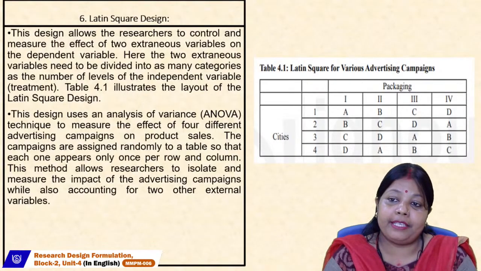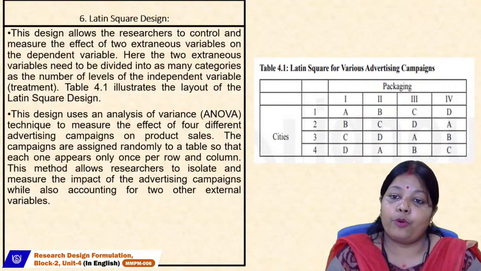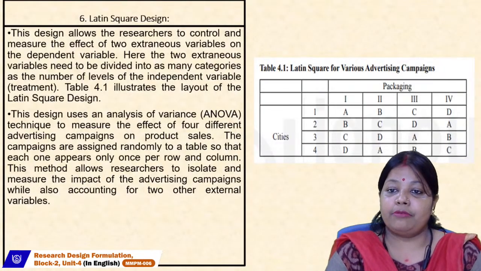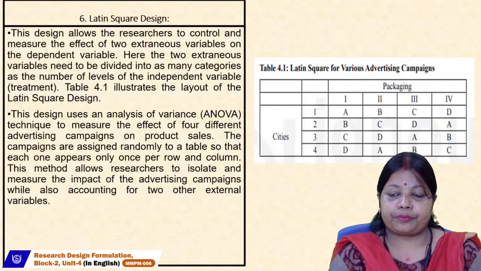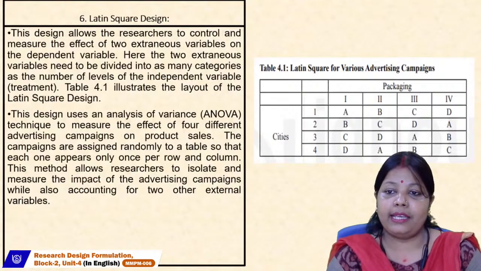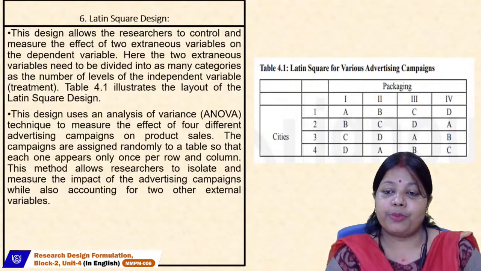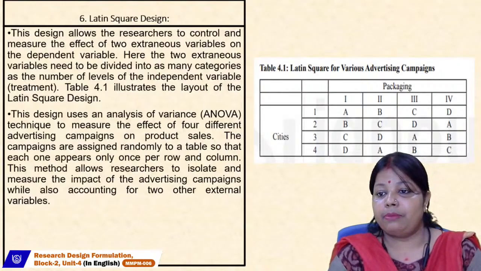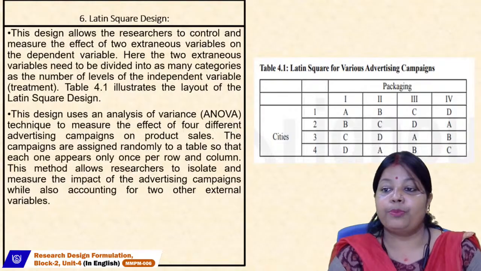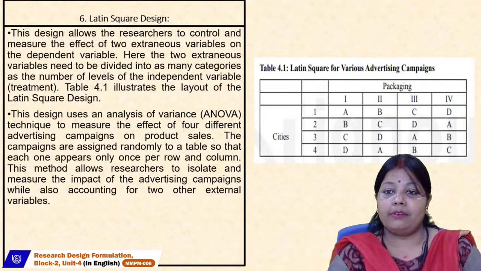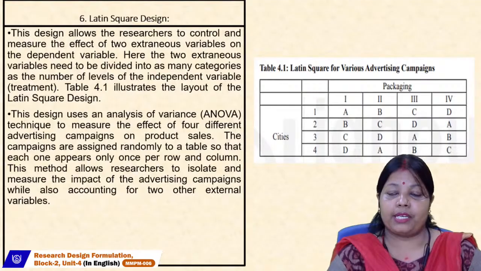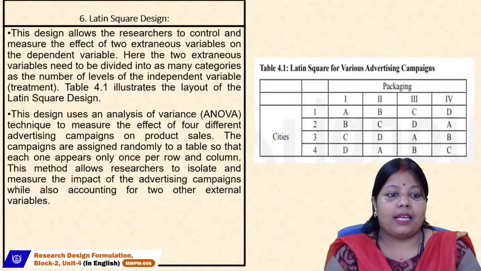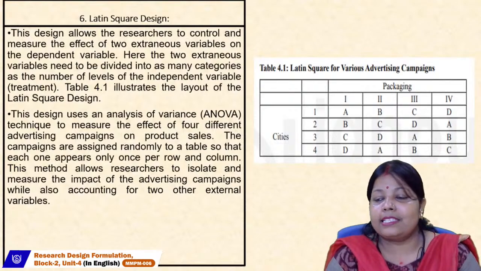I, II, III and IV are the four different packagings, and the four cities are city 1, 2, 3 and 4. So when I say A comes under the first packaging style and city one, it is also available in the second city and fourth packaging system. That way we have designed the square manner. We have arranged the packaging and cities, and this design uses analysis of variance.